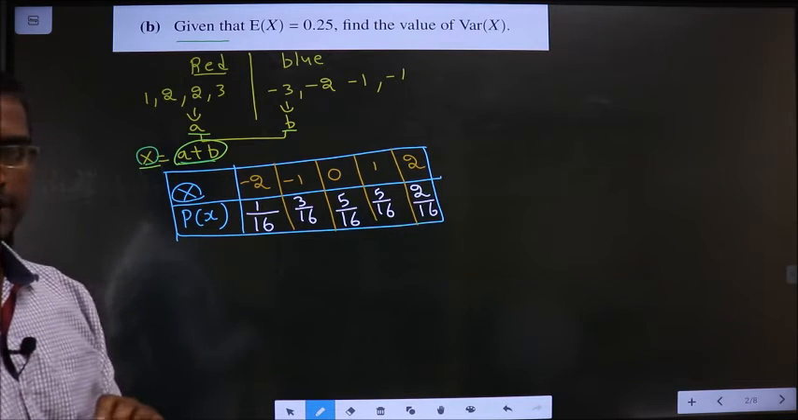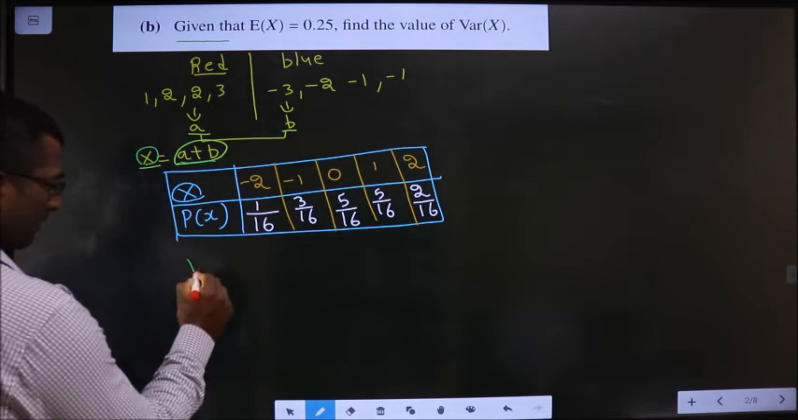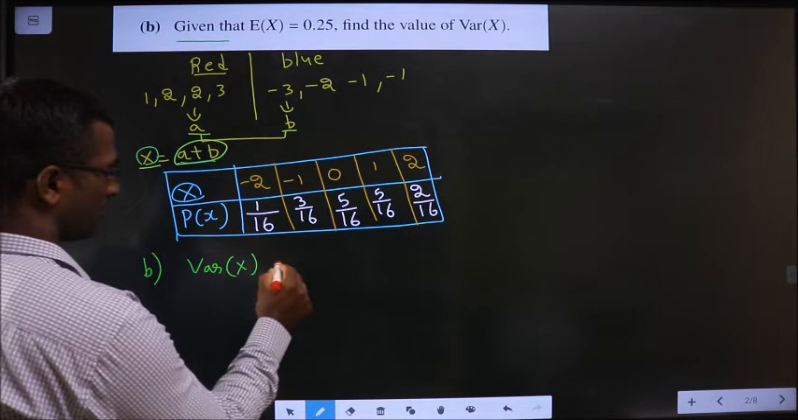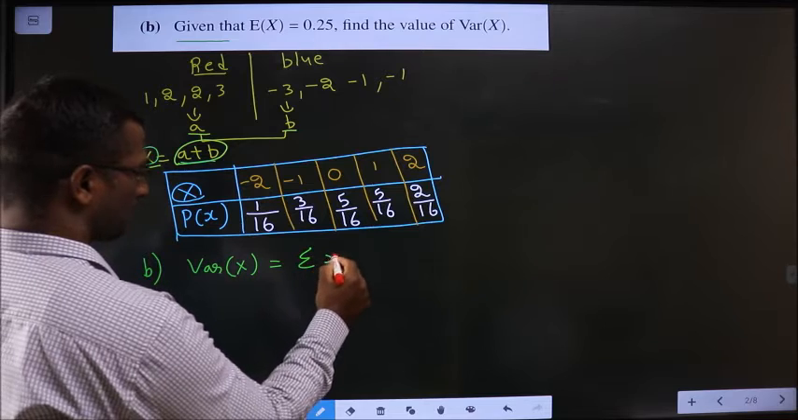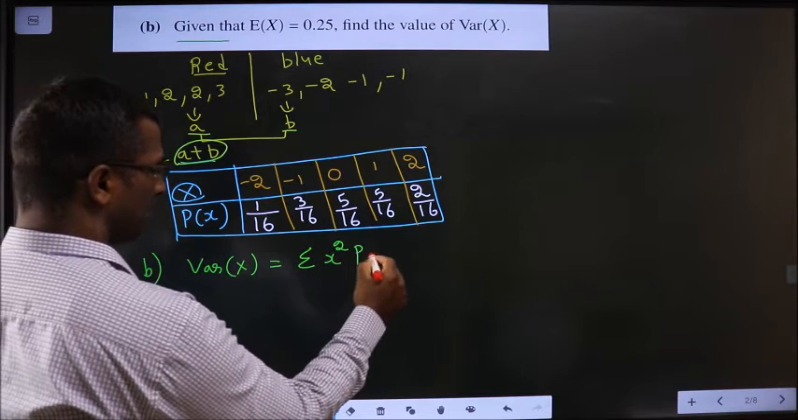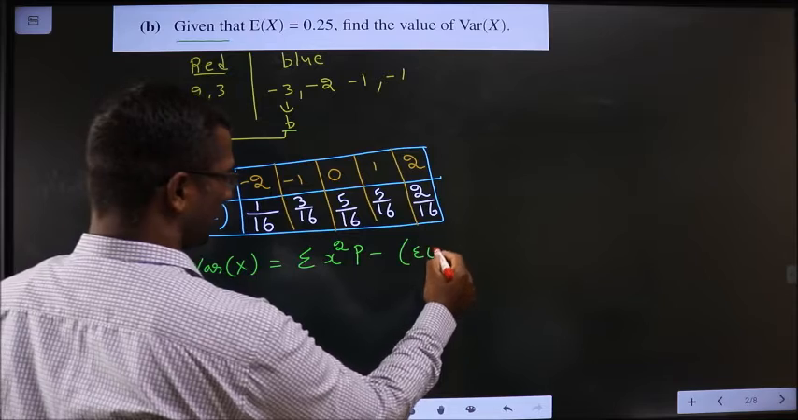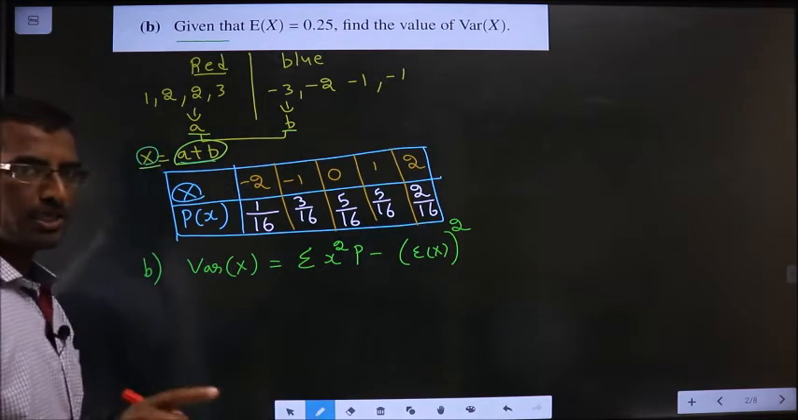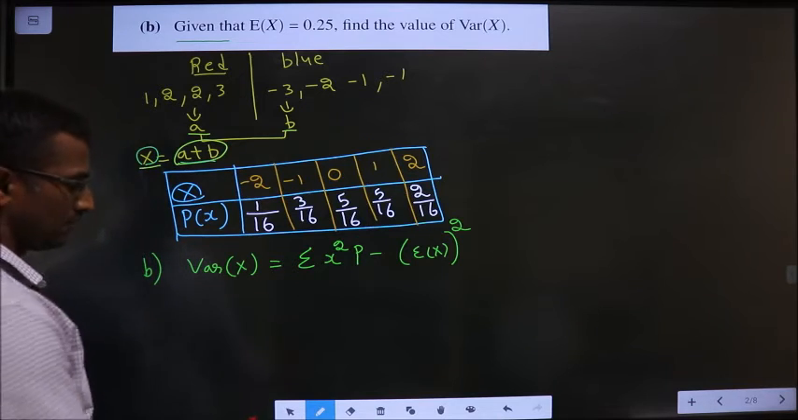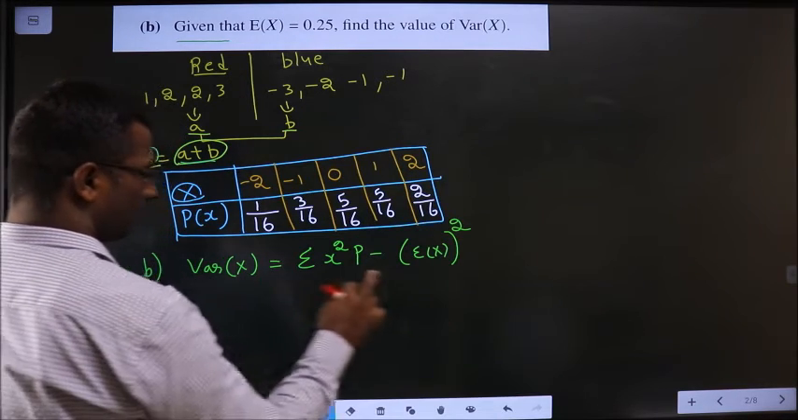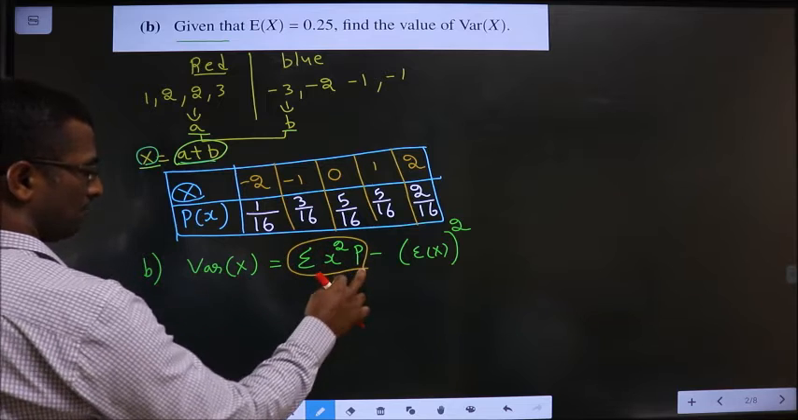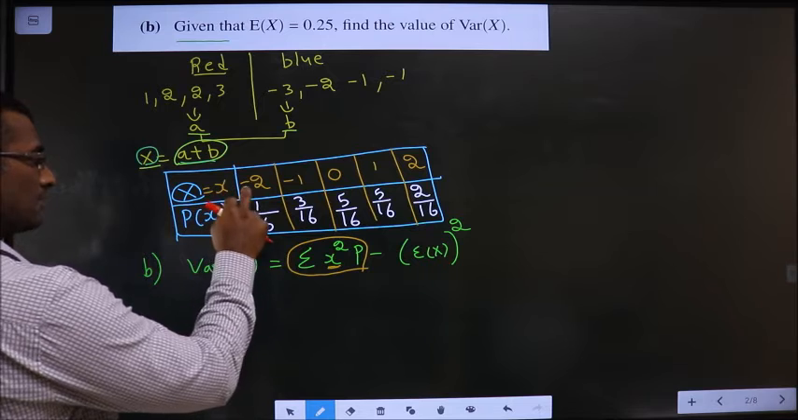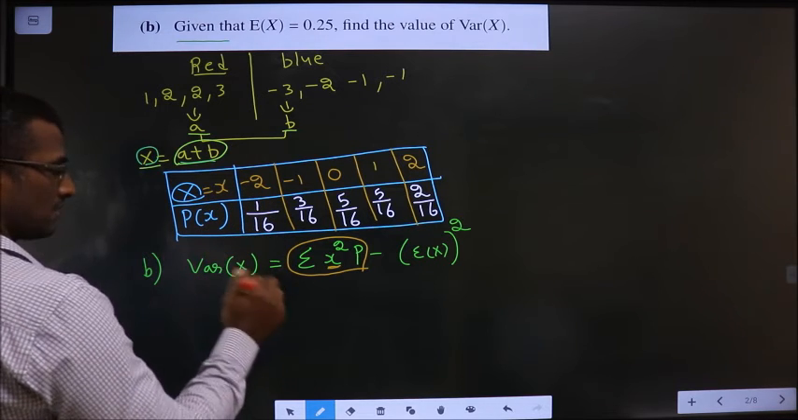What is variance of X? Formula. Variance of X formula is the sum of X square times P minus mean or expectation whole square. This will be given in your formula sheet also. Now, what do we mean by X square P? It means square is on X. So these are the values of X. So square into P is this.